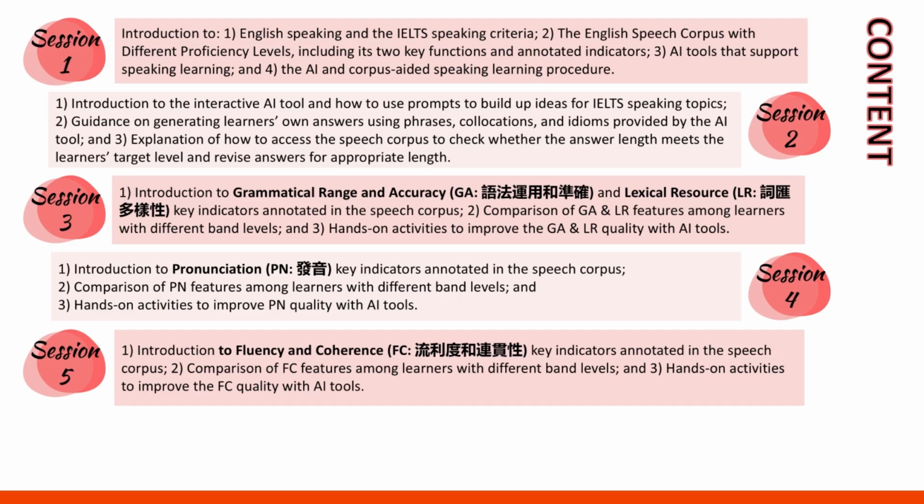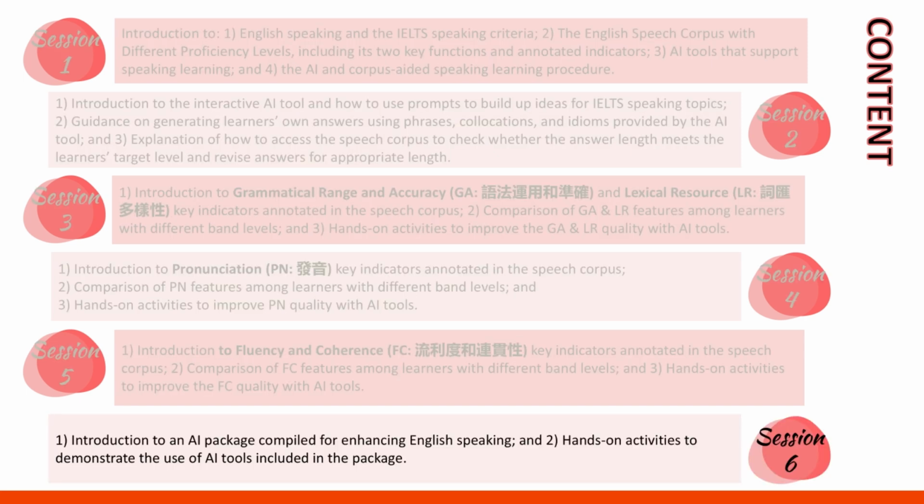Over the course of the previous 5 sessions, you have become familiar with the AI and Corpus-aided speaking learning procedure and applied the integrated approach to tackling the 4 key aspects of English speaking: grammatical range and accuracy, lexical resource, pronunciation, and fluency and coherence. In this final session, we'll introduce and explore an AI learning package, a collection of AI tools that we've found to be suitable for enhancing English speaking skills. This session will also include hands-on activities to demonstrate the use of these AI tools.